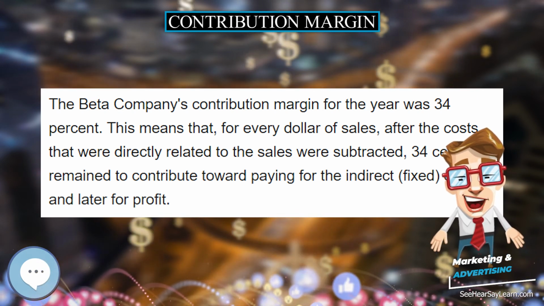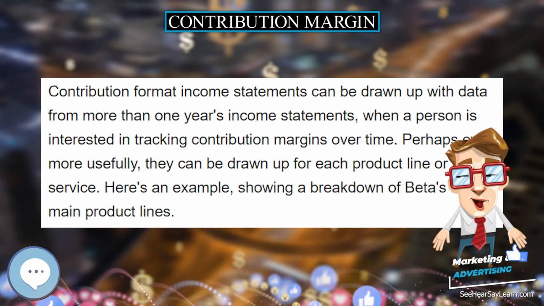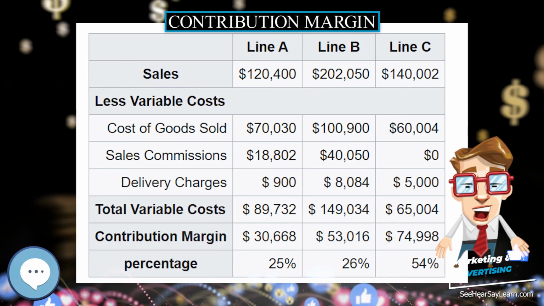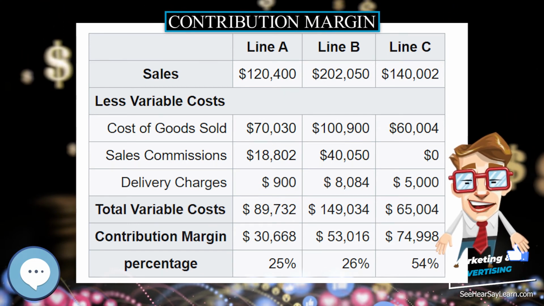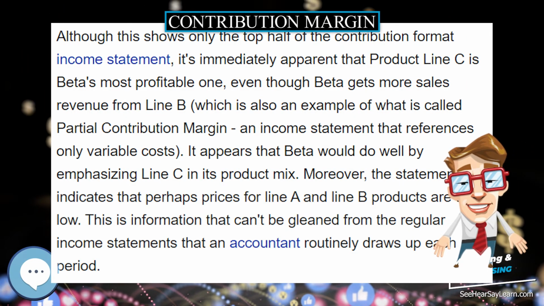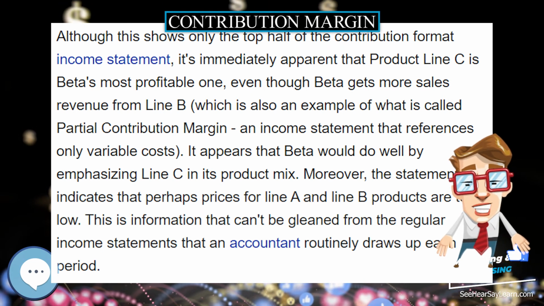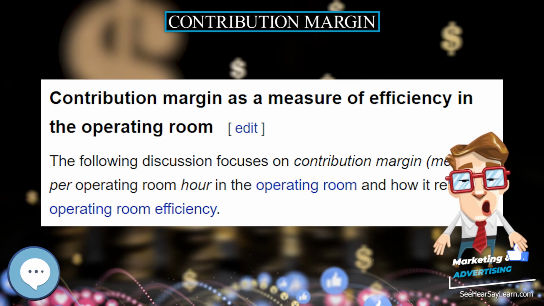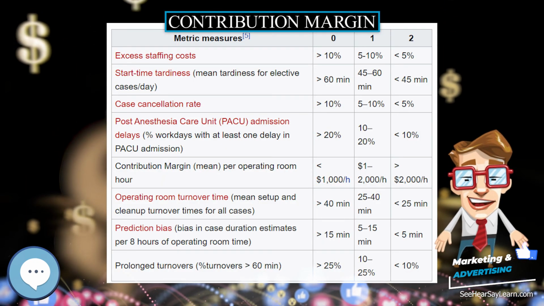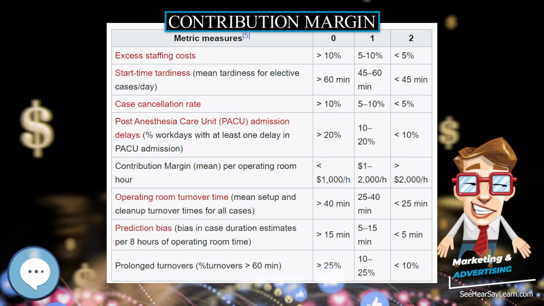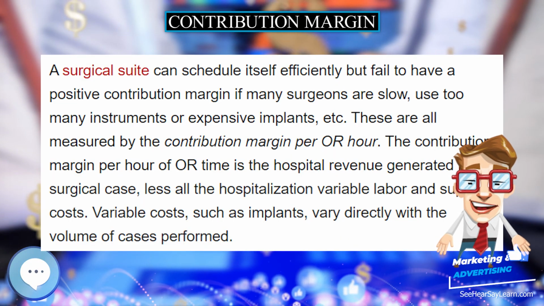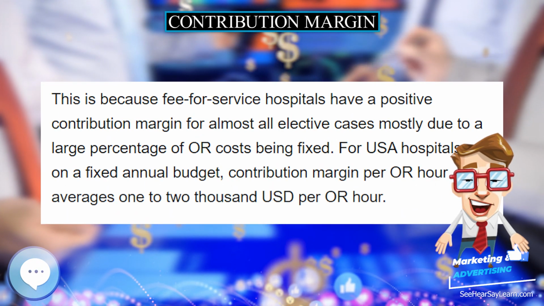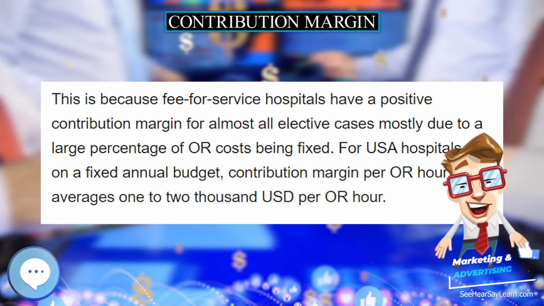The contribution margin per hour of time is the hospital revenue generated by a surgical case, less all the hospitalization variable labor and supply costs. Variable costs, such as implants, vary directly with the volume of cases performed. This is because fee-for-service hospitals have a positive contribution margin for almost all elective cases, mostly due to a large percentage of all costs being fixed. For USA hospitals not on a fixed annual budget, contribution margin per hour average is $1,000 to $2,000 per hour.